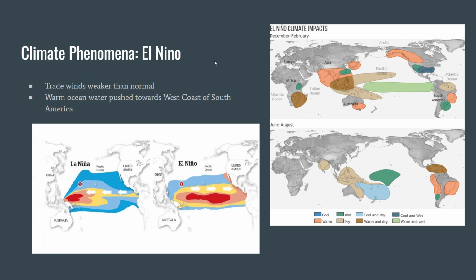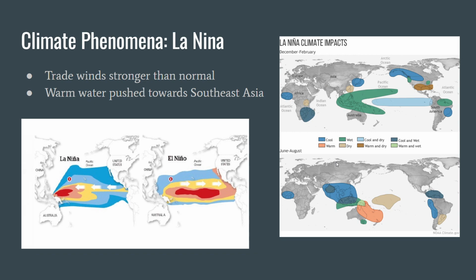To describe El Niño, that's when the trade winds are weaker than normal. This pushes warm ocean water towards the west coast of South America, as you can see on this map. And the climate impacts are listed here on this map. It's super interesting to see how this cycle happening in the Pacific Ocean can affect climate all over the world. And then La Niña is when the trade winds are stronger than normal and the warm water is pushed towards Southeast Asia. You can see it's the opposite of El Niño, and the impacts are also different.